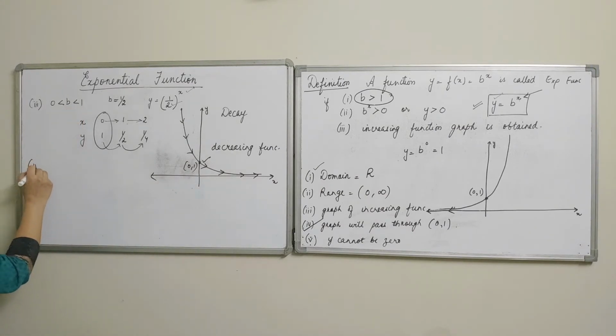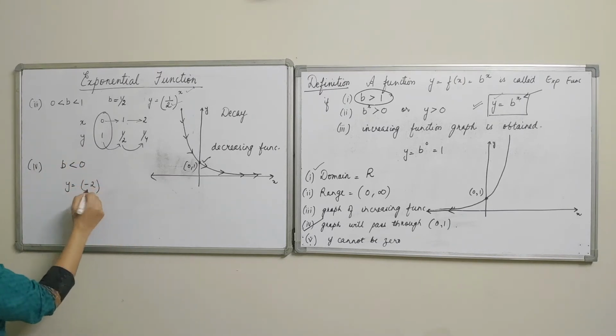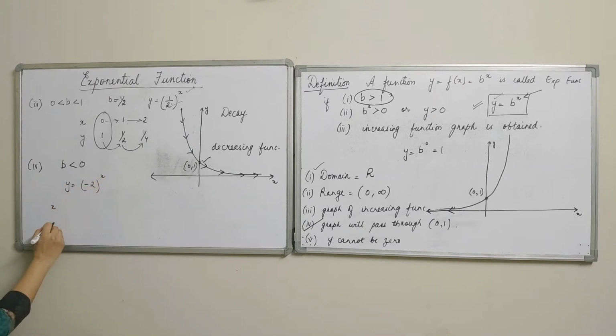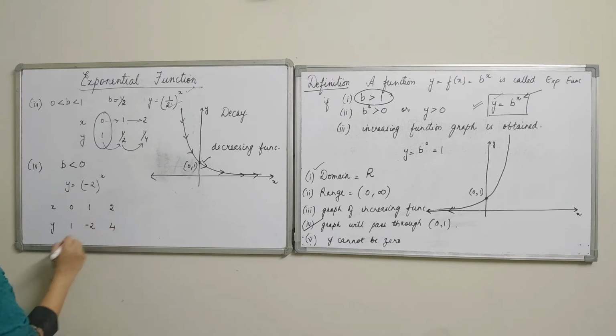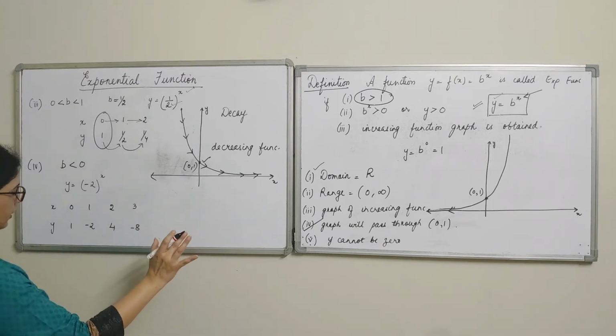Last situation, can b be less than 0? Negative. Let's take an example. Suppose I have taken the base as -2. Let's again explore. x is 0, so y is 1; x is 1, y is -2; x is 2, y is 4; x is 3, y is -8, and so on.